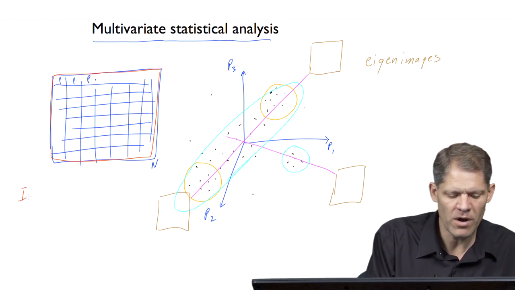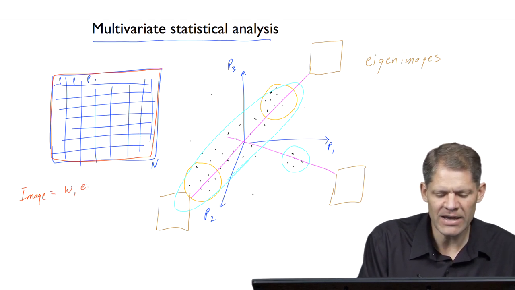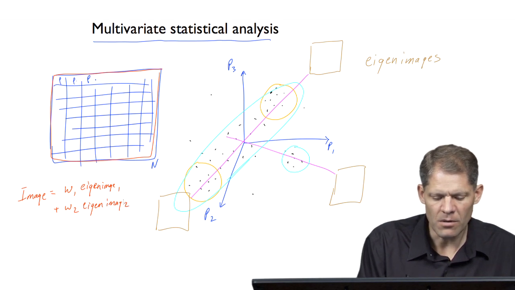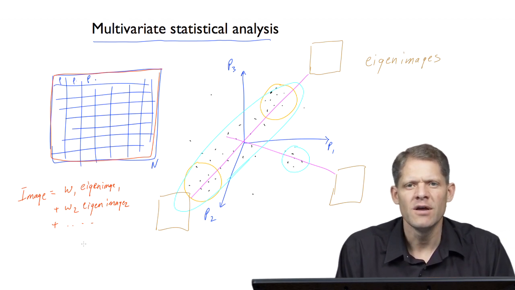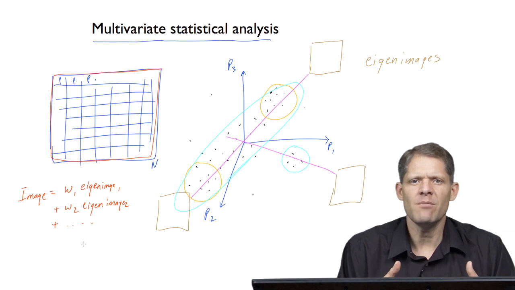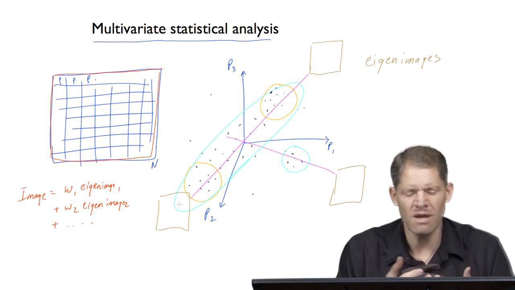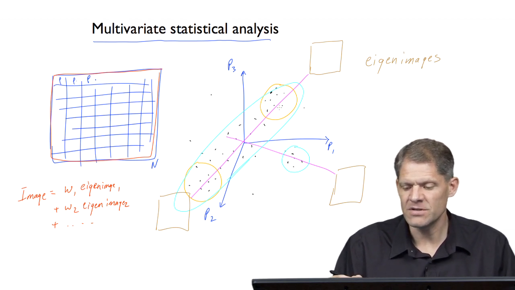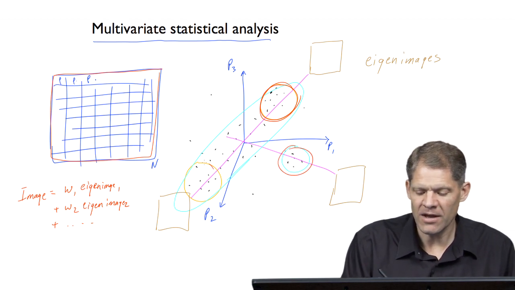And so image number one would become some weight number one times eigenimage number one, plus a different weight on eigenimage number two, plus etc. to as many eigenimages as you want to consider. So it's basically decomposing the images with a basis set of these special eigenimages that represent the diversity within the image set. At this point, you can cluster the images according to their positions along these principal axes and generate different classes.